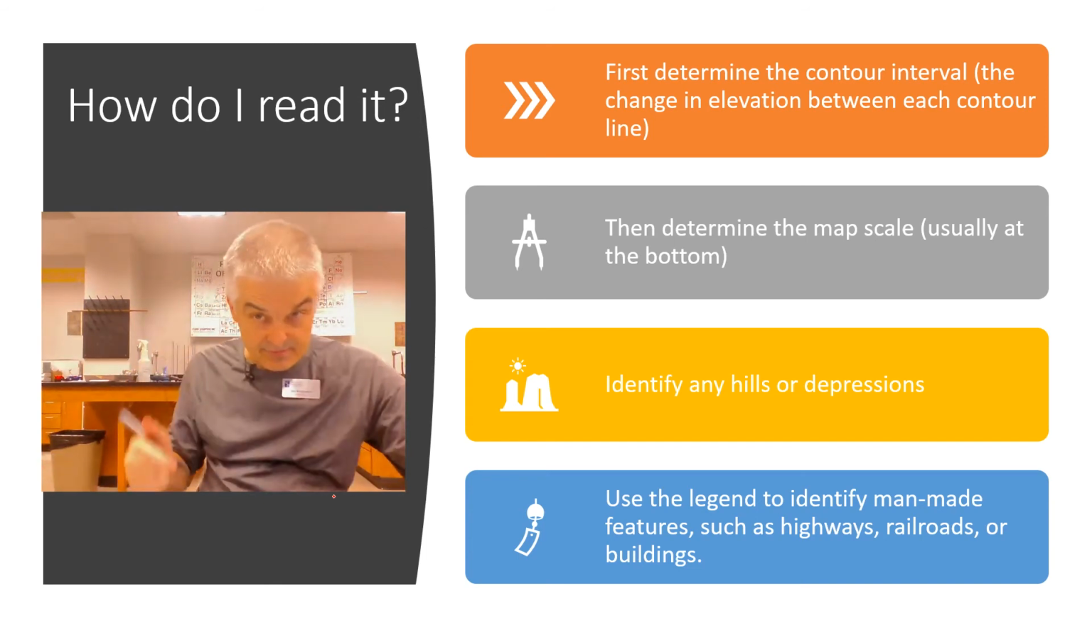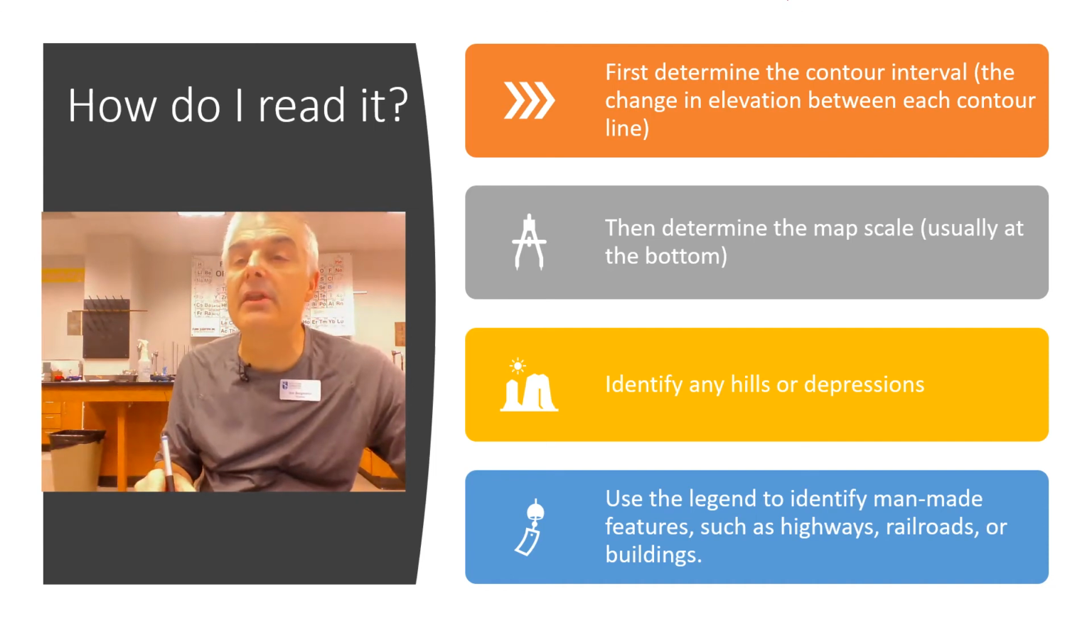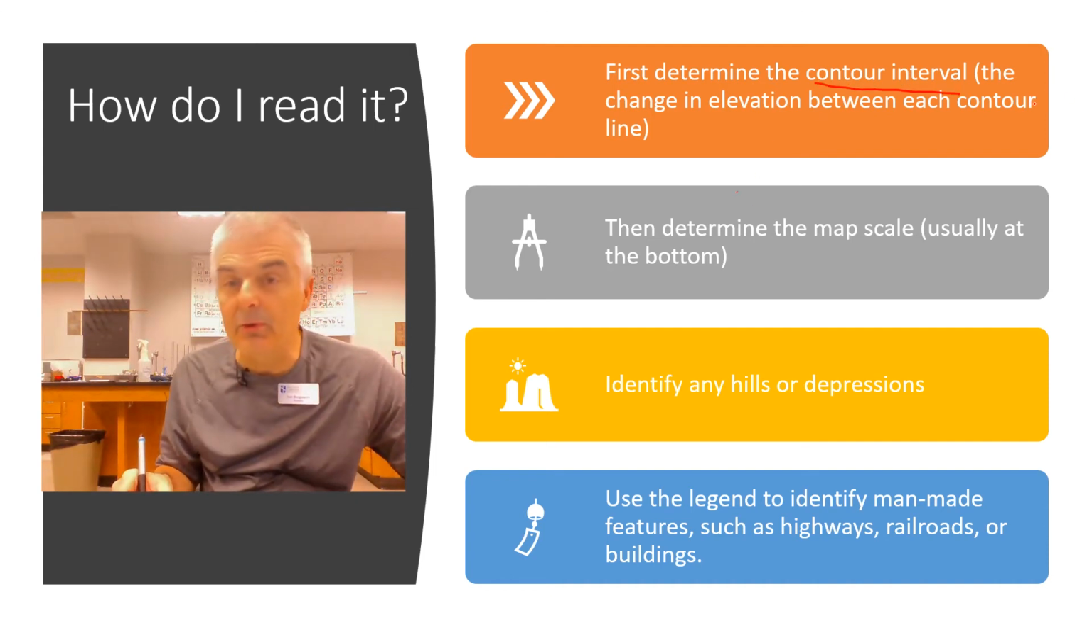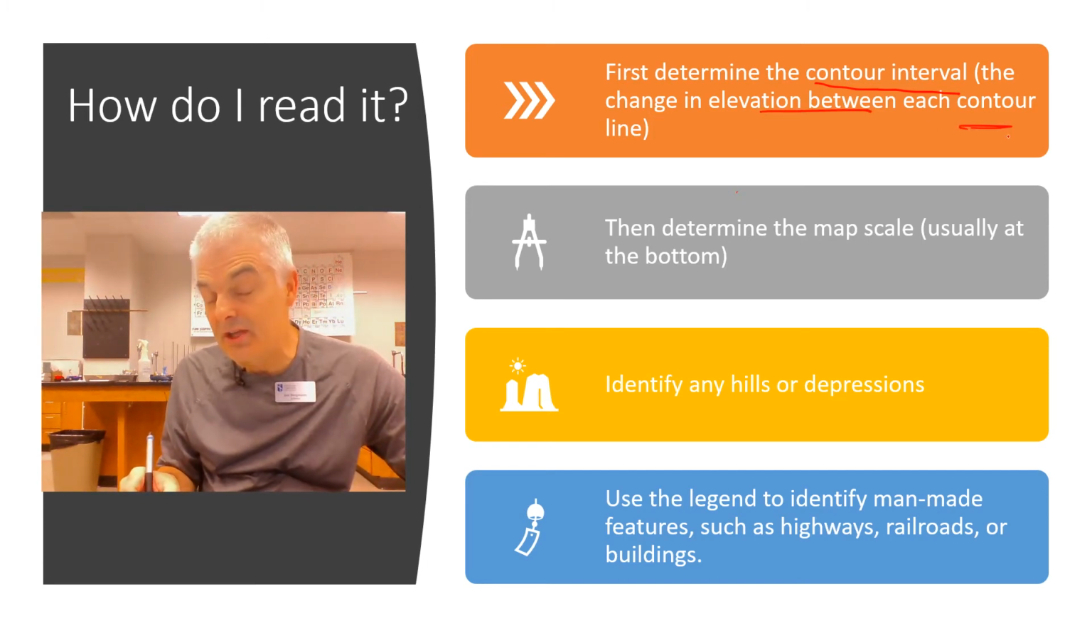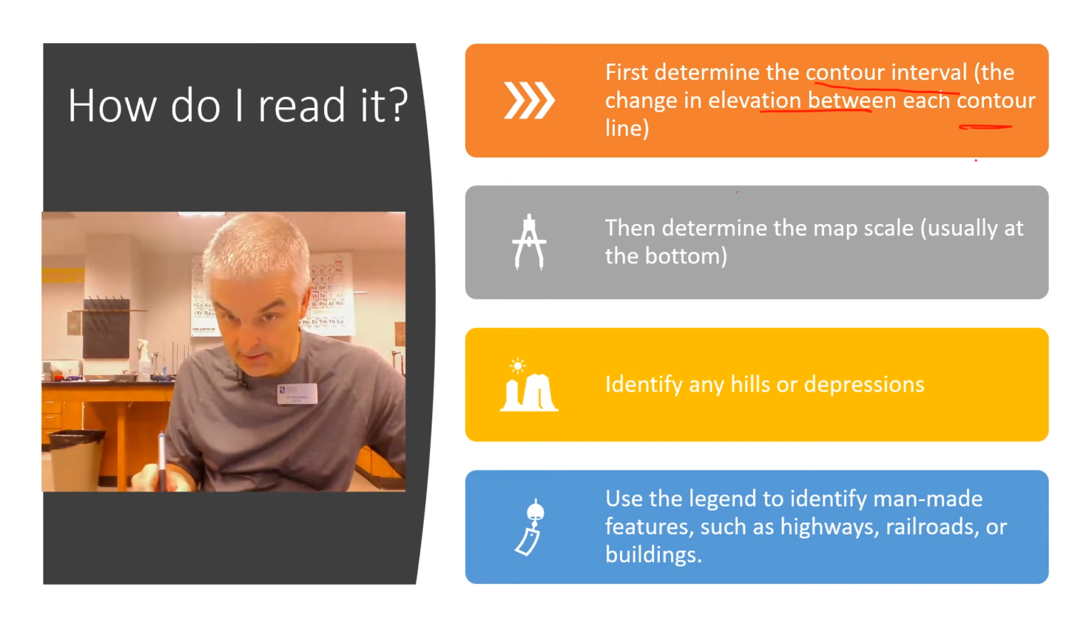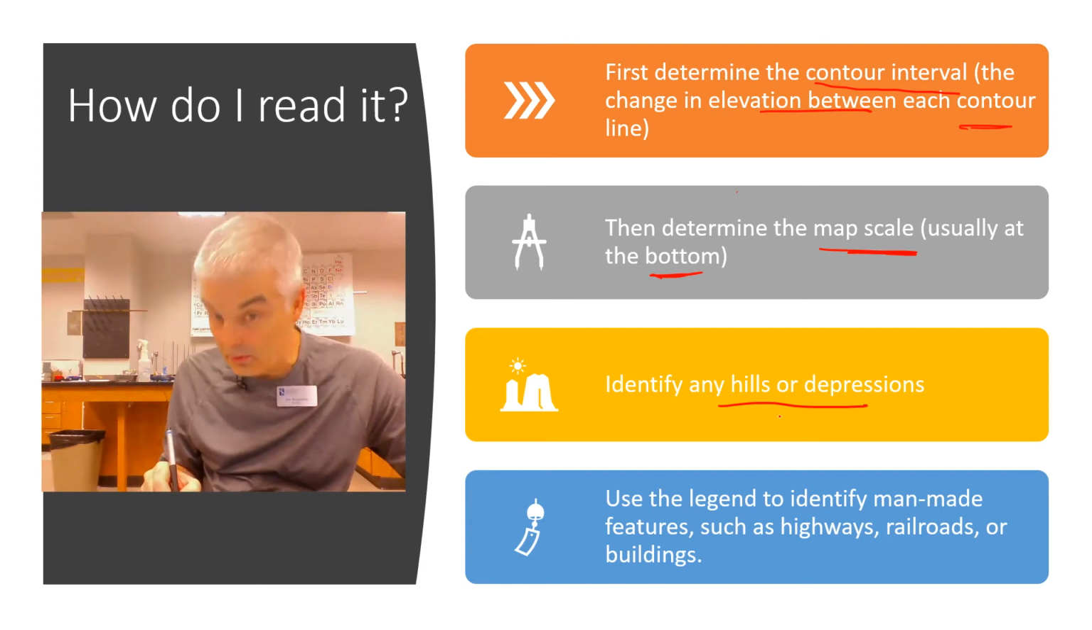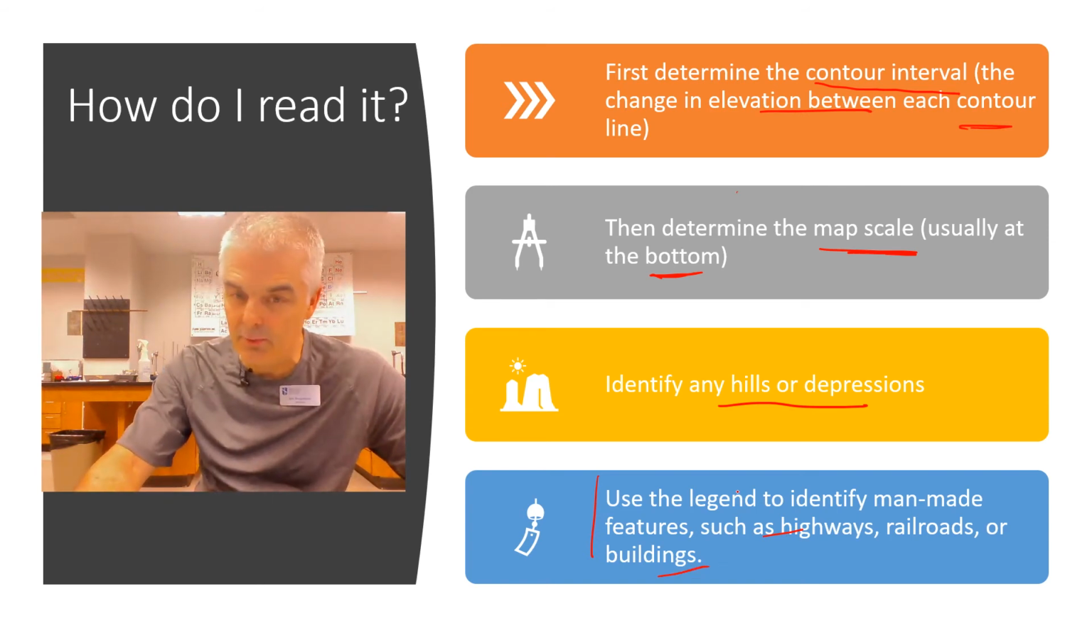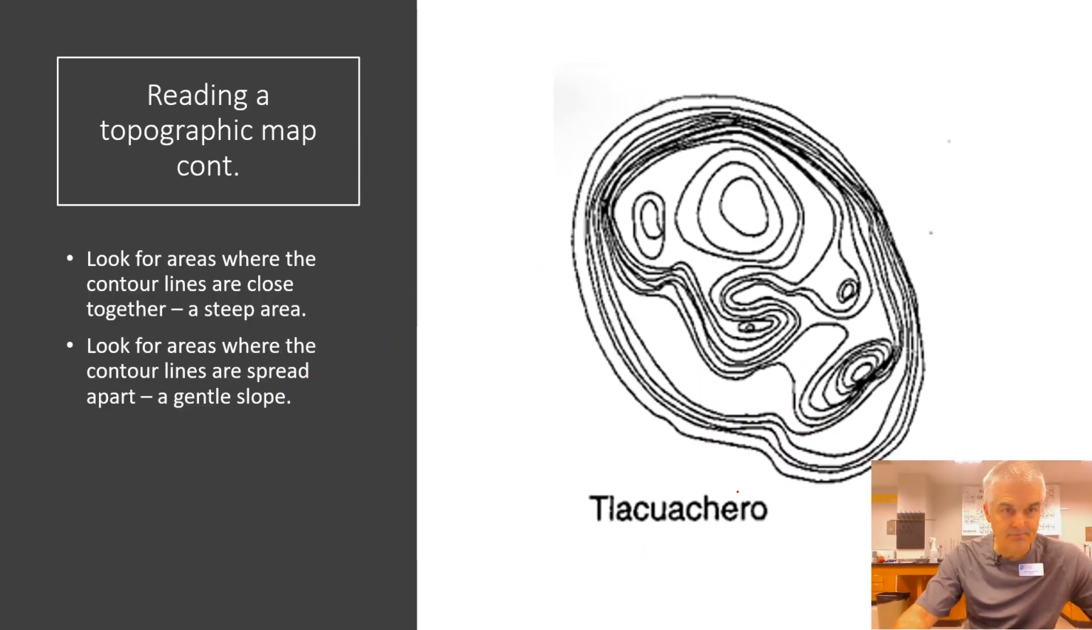So let's just summarize. How do you read these maps? First thing, determine the contour interval. The contour interval is the change in elevation between each contour line. You're going to use the index contours to figure that out. Then you're going to determine the map scale, usually at the bottom, identify hills and depressions, and use the legend to identify man-made features such as highways, railroads, and buildings. Jot this down. That will help you as you do these map activities.